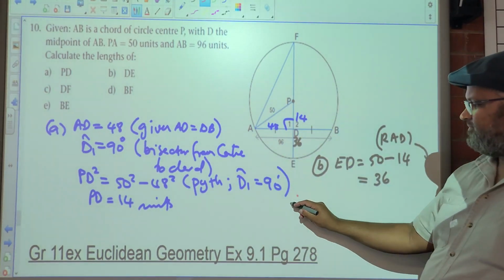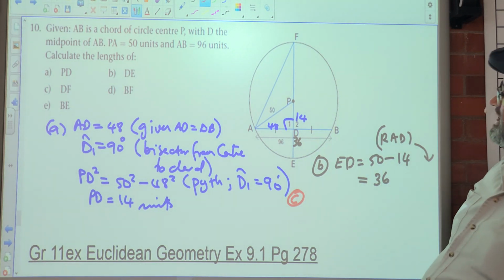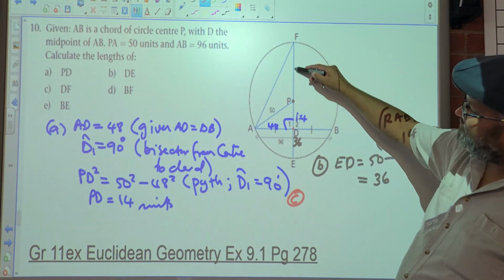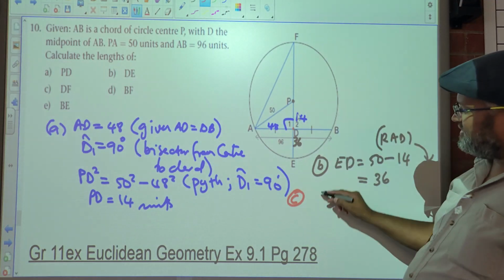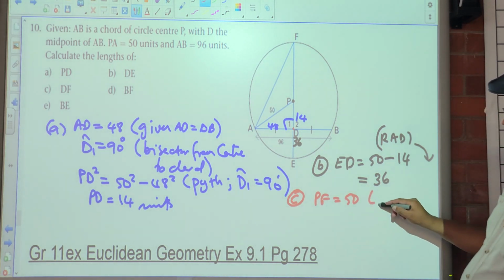Let's look at C. They want to know the length of DF. Can you see DF? So we know that PF is equal to what? PF is also 50. Why? Radii.